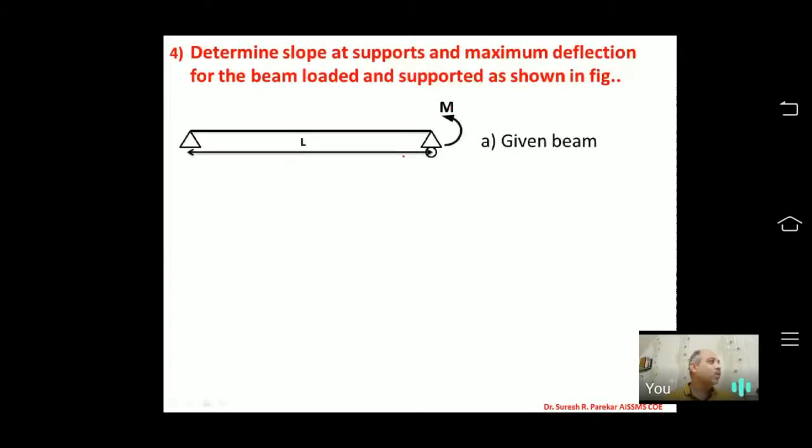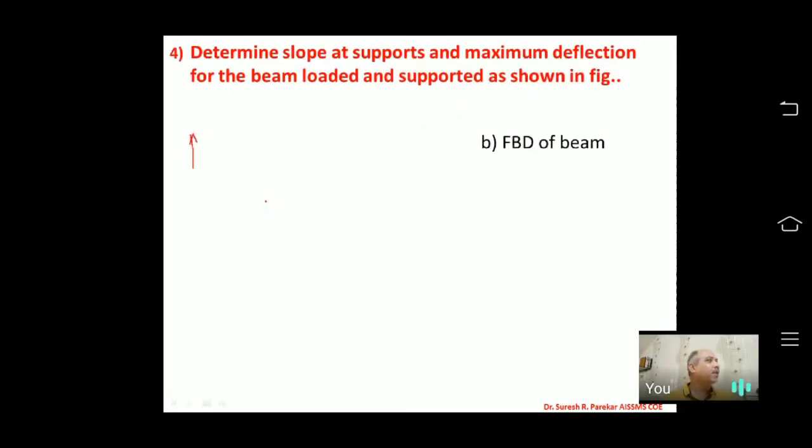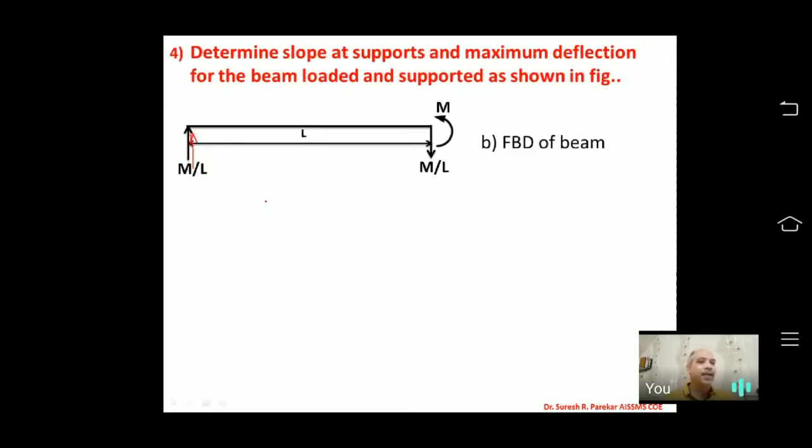So now if we go to the reaction, what will be the reaction at this? This reaction should produce a clockwise moment, and then we have upward. So you can see the FBD. The reaction will remain the same when we have a couple anywhere. A couple is not going to change the value of the reaction.